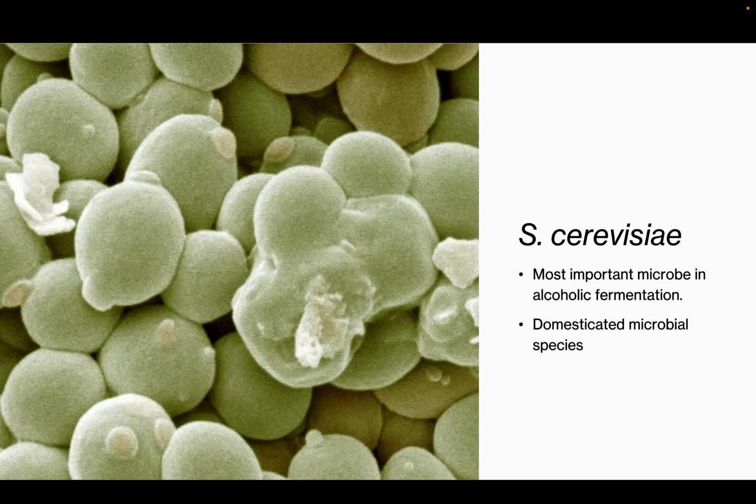Then we have Saccharomyces cerevisiae, which is the most important microbe in alcoholic fermentation. It's the species that we've been exploiting for alcohol development, for alcohol bioproduction. And over time, we have already domesticated Saccharomyces cerevisiae. It can be considered a domesticated microbe, meaning we already adapted it to industrial settings.